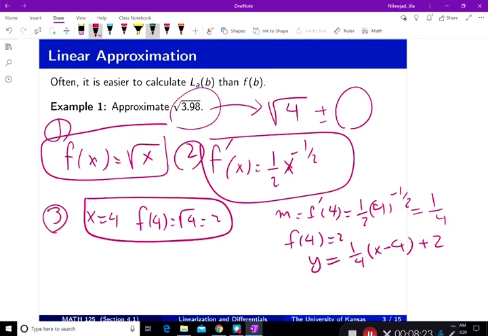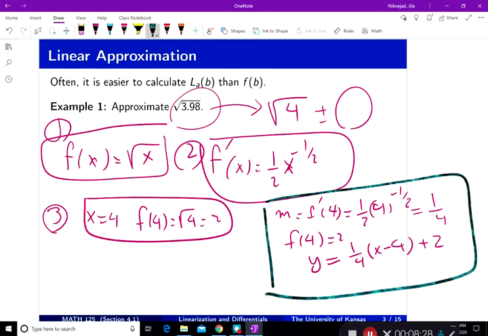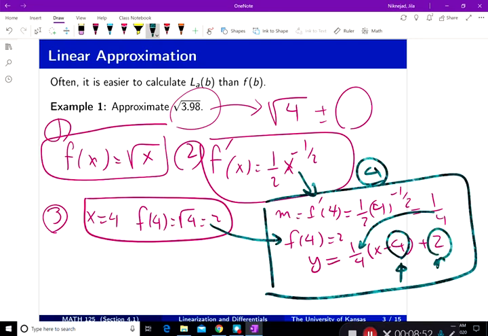And so let's annotate this a little bit more. This part, finding the tangent line. So I found f prime using this part, and f of 4 using that part. M goes here. 4 is the nice point. 2 is the y value of the nice point. And this becomes my tangent line.